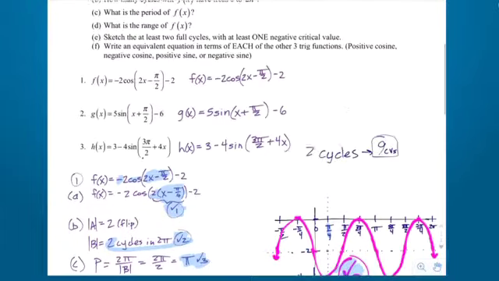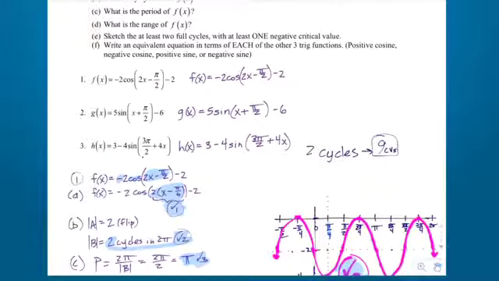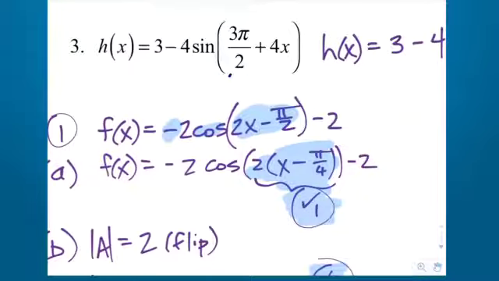All right. Write at least an equivalent equation in terms of each of the other 3 trig functions. So what do I mean by that? Well, we started with the negative cosine, so the other 3 that are left are positive cosine, positive sine, negative sine. Okay, that completes the set.